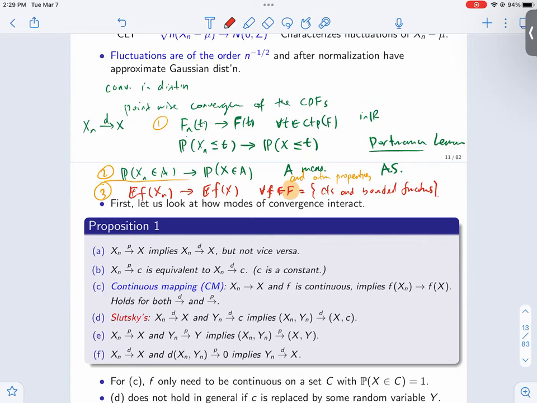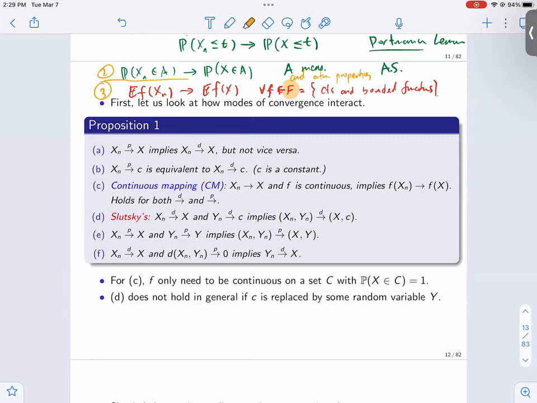So wherever this puts mass, so if this is a random variable that puts mass only on 0 to 1, and F is continuous on 0 to 1, but maybe not continuous elsewhere, it's fine. So sometimes you see this criterion mentioned like that: F only needs to be continuous on a set C, such that the probability that X belongs to C is 1.